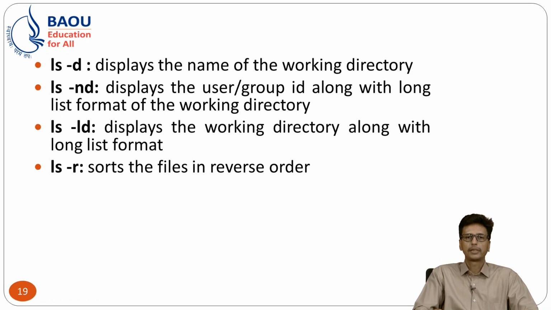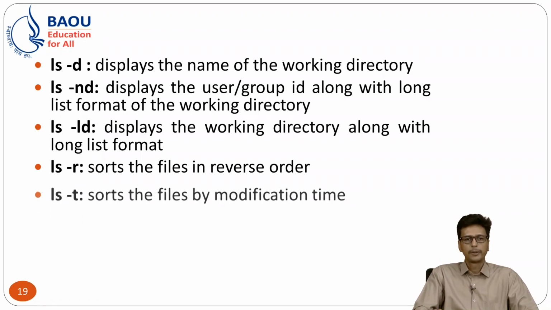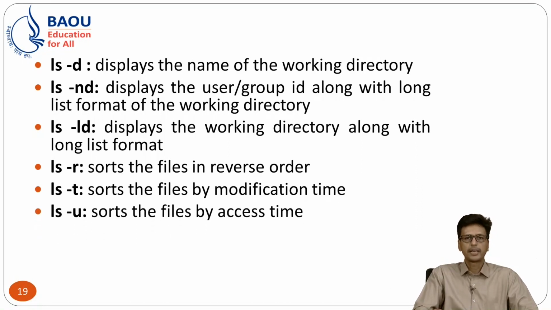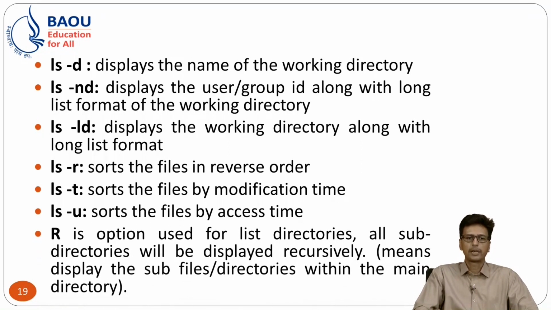The -r option represents all the directories or files in reverse order. The -t option lists all the directories or files as per their modification times. Then the -u option lists as per their access time. Then the capital -R option represents all the directories one by one in a separate line, vertically.